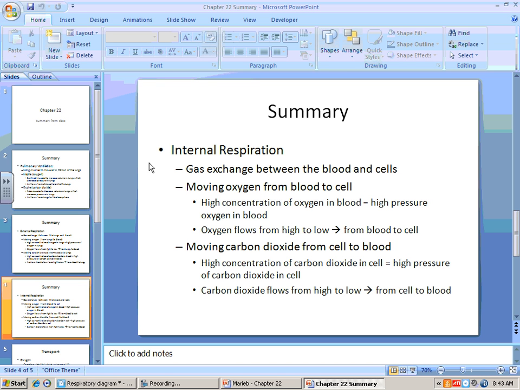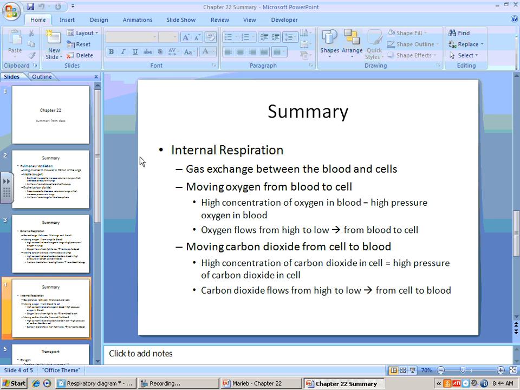Okay? Internal respiration, by definition, gas exchange between blood and cells or tissues in the body that need to have the gas exchange occur, tissues that are working. So we got to move the oxygen from the blood to the cell. Why does that happen? More oxygen in the blood means higher pressure of oxygen in the blood. So oxygen moves from the high pressure in the blood to the low pressure in the cell. Opposite of that, we got to get the CO2 from the cell to the blood. High amount of CO2 in the cell means high pressure of CO2 in the cell. So the CO2 moves from high pressure in the cell to the low pressure in the blood.